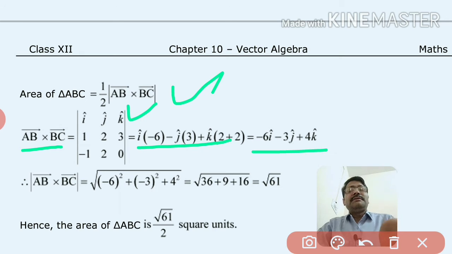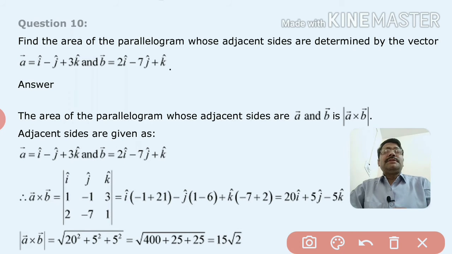AB cross BC equals minus 6I minus 3J plus 4K. Now you find the modulus. You will get this modulus is root 61. So the area of the triangle is root 61 upon 2.